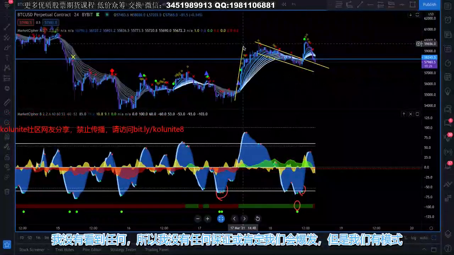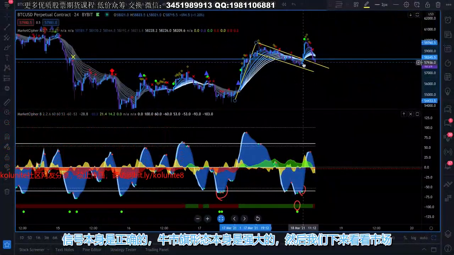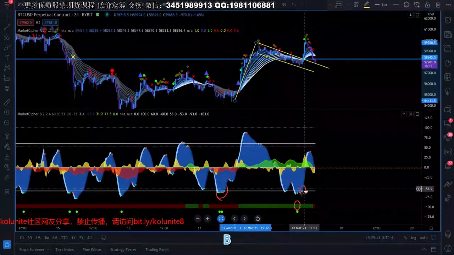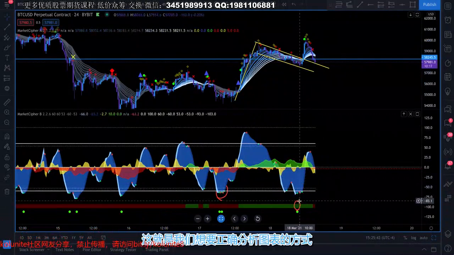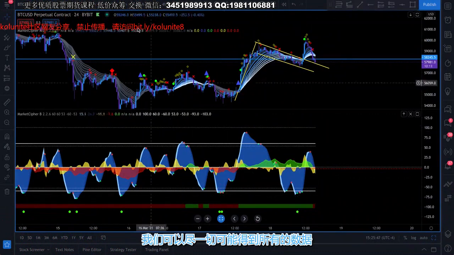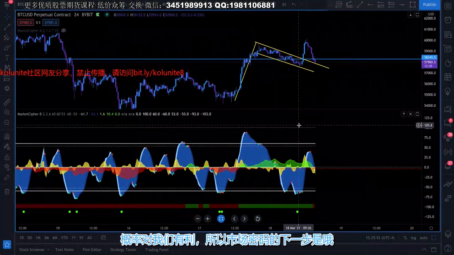But we have the pattern, which is a powerful signal in and of itself, right? The bull flag pattern itself is powerful. And then we're coming down and looking at Market Cipher B. And this is kind of how we want to analyze the chart, right? We want to look at everything we possibly can, get all the data we can, and then make informed decisions and stack the probabilities in our favor.